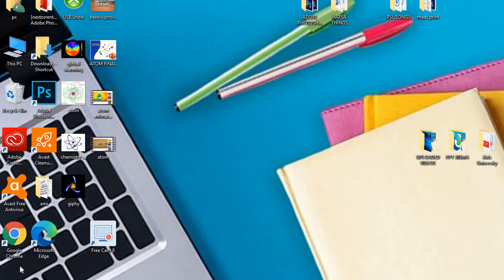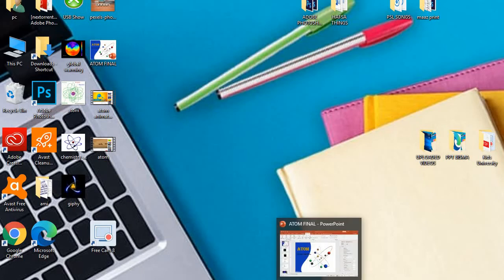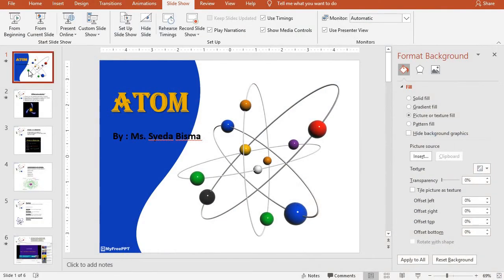Today I'm going to start a new lecture and it's all about the atom. You will see different terminologies which include the atoms. Let's get started.